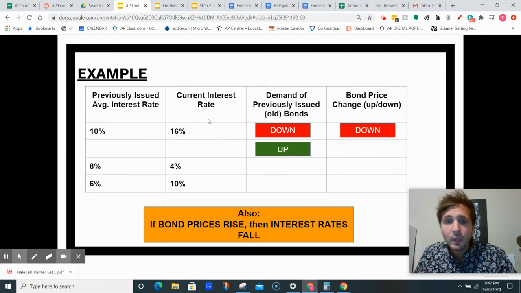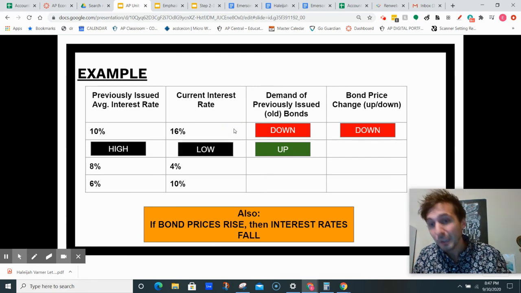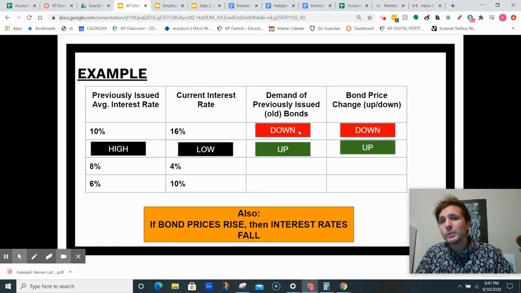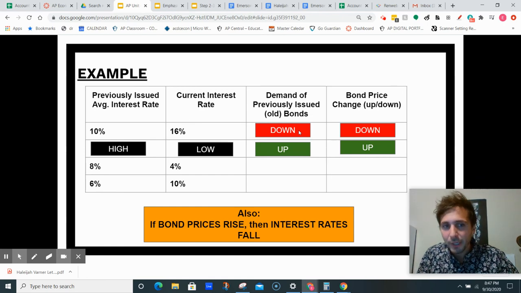Okay, well, let's say the demand of previously issued bonds goes up. If people want more previously issued bonds, what must be true? Well, they must have a higher interest rate. I want the old bonds because they have a higher interest rate, which means that my current interest rate must be low. Does that make sense? I want the old ones because they have a more attractive interest rate. I'm going to make more money off of them. The new ones must have a lower interest rate. And then what happens to the bond price as a result? Well, if the demand of previously issued bonds goes up, the previously issued bonds far outnumber new bonds, so the bond price goes up as well.